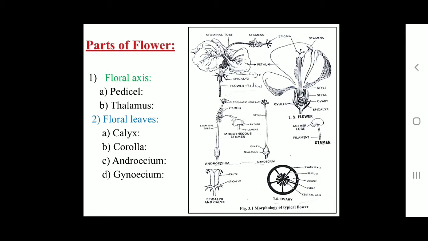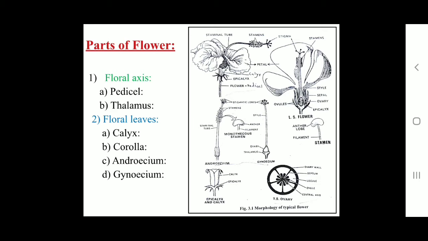A flower with pedicel or stalk is referred to as pedicellate. Example, hibiscus, rose, etc. A flower without pedicel or stalk is called sessile. Example, tuberose. Then next point, that is the thalamus.